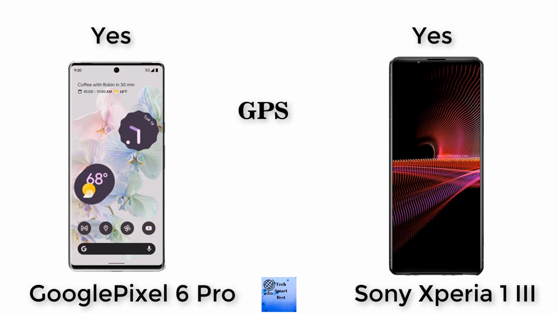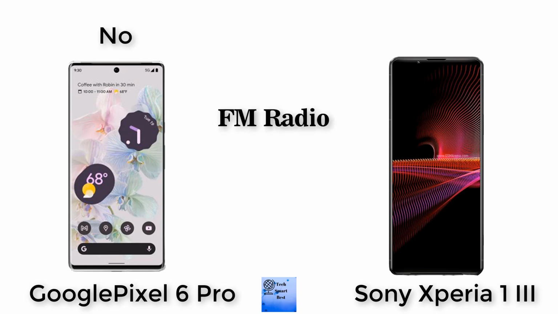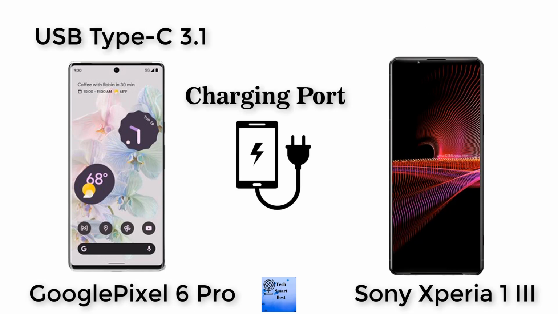GPS is available in the Google Pixel 6 Pro, and GPS is also available in the Sony Xperia 1 Mark III. NFC is available on the Google Pixel 6 Pro. NFC is also available on the Sony Xperia 1 Mark III. The FM radio is not available on the Google Pixel 6 Pro, and the FM radio is also not available on the Sony Xperia 1 Mark III. The charging port of the Google Pixel 6 Pro is USB Type-C 3.1, and the charging port of the Sony Xperia 1 Mark III is USB Type-C 3.1.